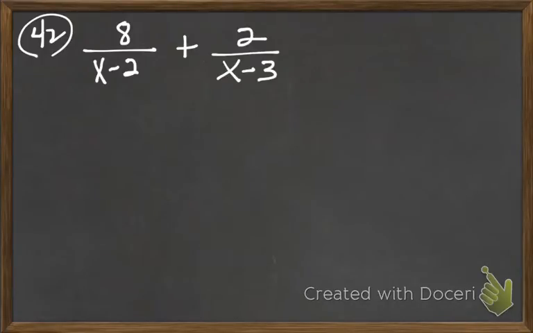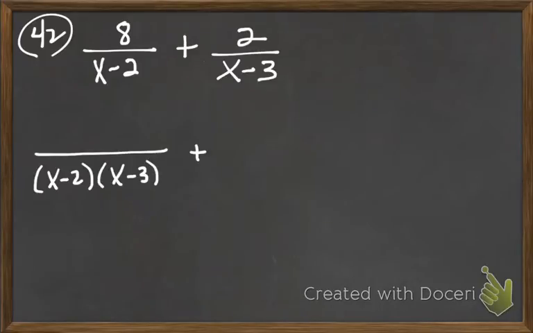So they're asking us to add 8 over x minus 2 plus 2 over x minus 3. And we know, since the 4th and the 5th grade, that we can't add or subtract fractions unless we have a common denominator. So in algebra, if we have things like x minus 2 and x minus 3, we actually just multiply those two factors together. And that's how we find our common denominator.